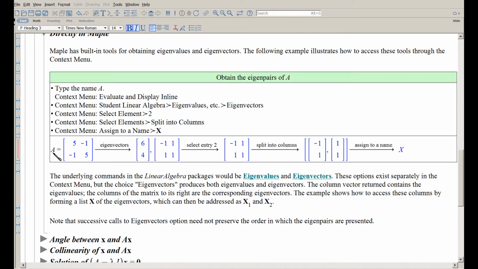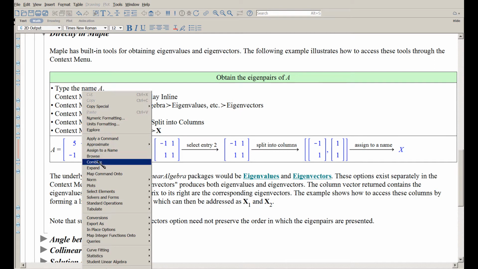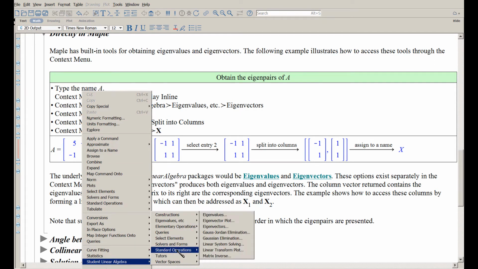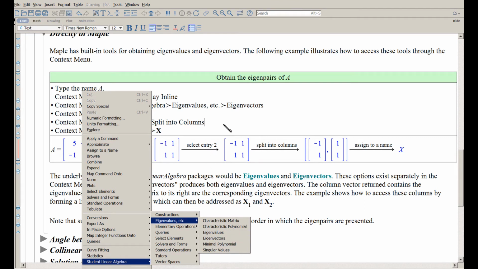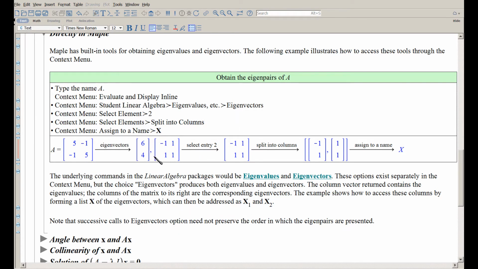So here's the name of the matrix A, and then control equal echoes the content of that symbol, and a right click, go down to student linear algebra, eigenvalues, etc., and there are these two choices, eigenvalues, eigenvectors. If you make the choice of eigenvalues, you will get the two eigenvalues, which we saw were 4 and 6. If you make the choice eigenvectors, then the return is this pair of items.